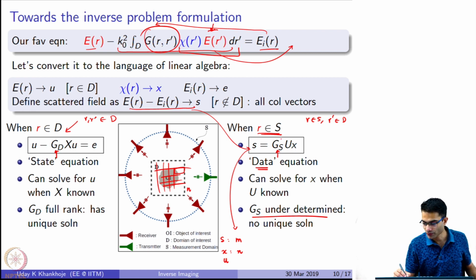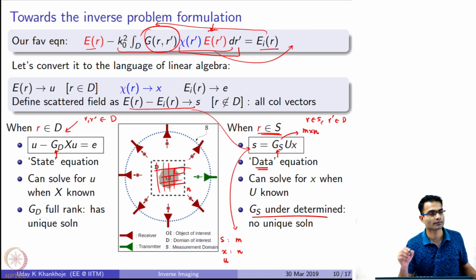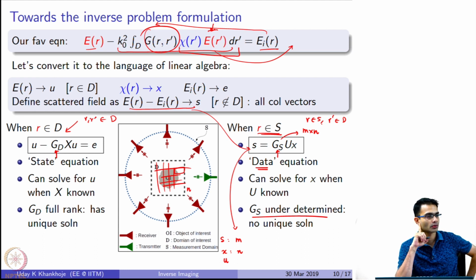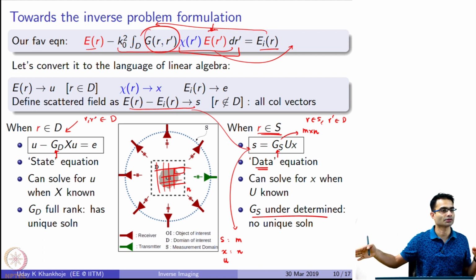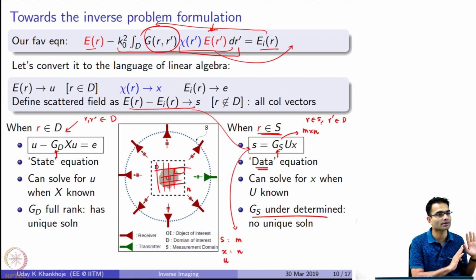So in this equation, GS is of what size? It is a matrix of size m cross n. So this is the reason why this is an underdetermined system of equations. And what is the problem with underdetermined systems? From linear algebra, how many solutions does an underdetermined system have? Infinite solutions. You can have a solution in the row space, but there are infinite null space components which can all give you exactly the same S. So this is the challenge of this problem.